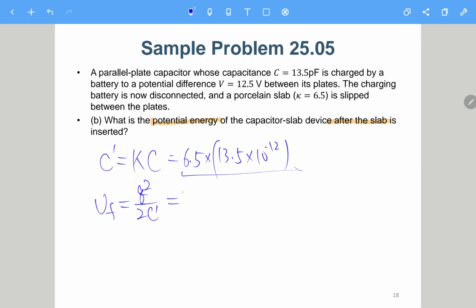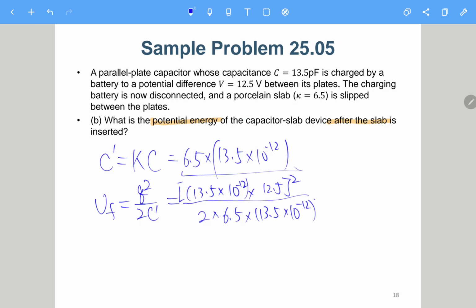So Q doesn't change. So it is 13.5 times 10 to the minus 12 times 12.5. This is C times V, and then squared. It will be the original Q, but the Q doesn't change at all. And then over 2 times 6.5 times 13.5 times 10 to the minus 12. So this is the new capacitance. Okay, so Uf will be 1.62 times 10 to the minus 10 joule. You can really observe that the potential energy becomes smaller.